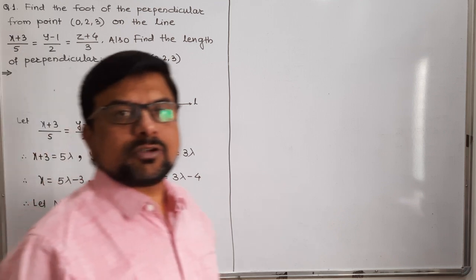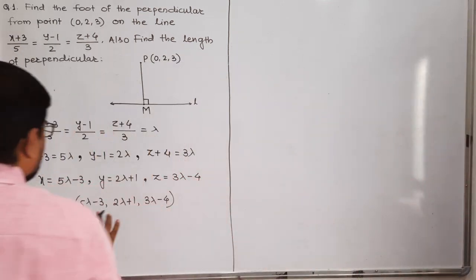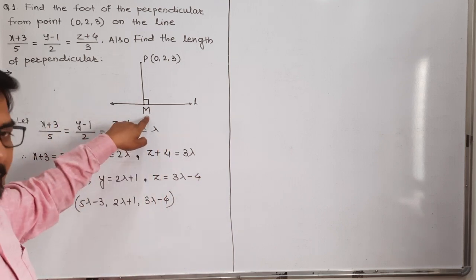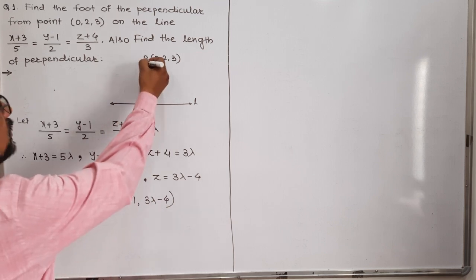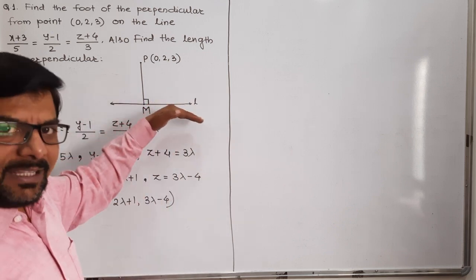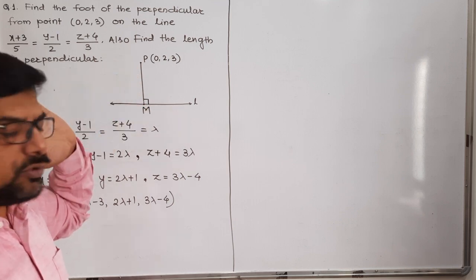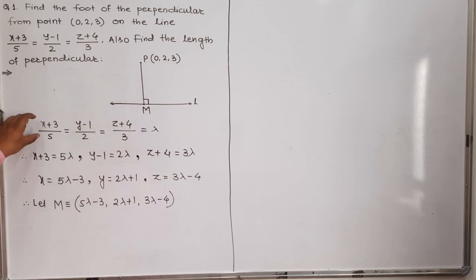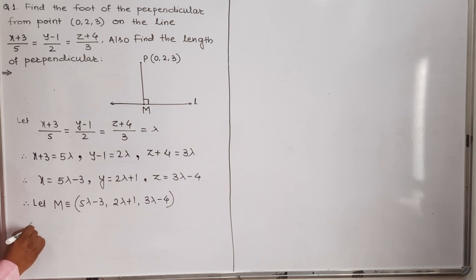These are the coordinates of a general point on this line L. Now, if you consider these as the coordinates of point M, then for the respective coordinates of M, we are going to find the value of lambda using the relation that PM is perpendicular to line L. When PM is perpendicular to line L, then definitely the sum of the product of their direction ratios must be equal to 0. We are going to find the direction ratios of PM, and the direction ratios of the line are already known to us.